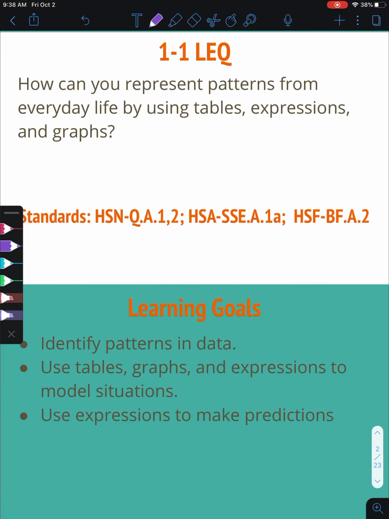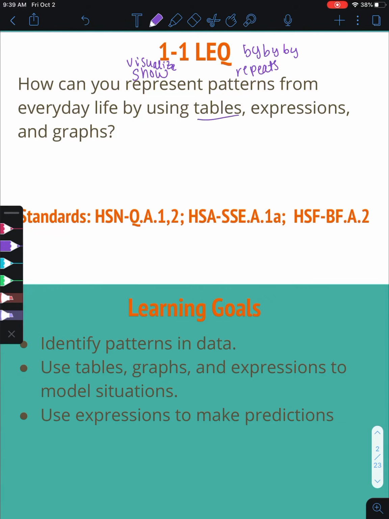All right, so let's break this down. So we want to represent. Represent, to me, kind of means, how am I going to show something or visualize? And then a pattern, that is something that repeats. So like blue, yellow, blue, yellow, blue, yellow. It could be boy, girl, anything like that.